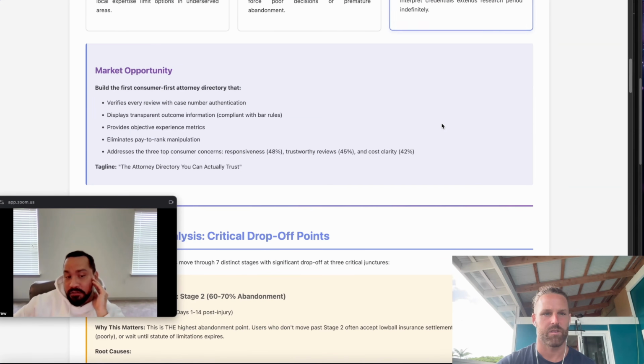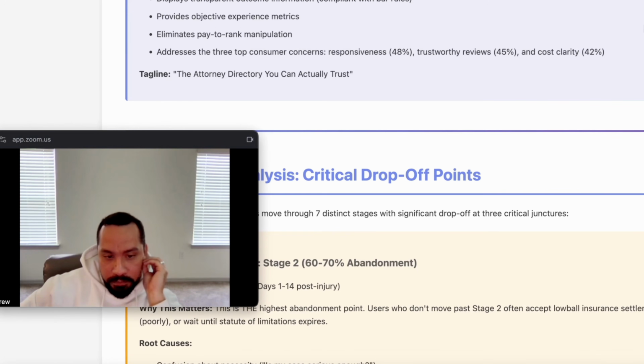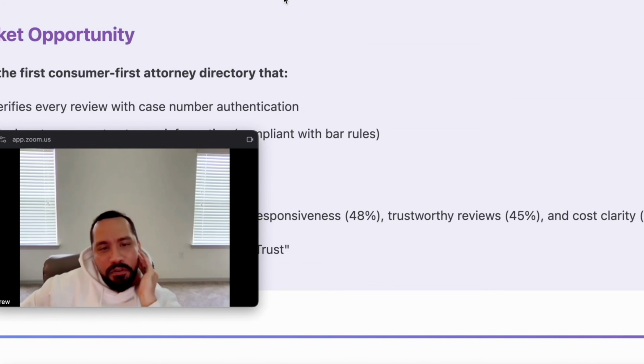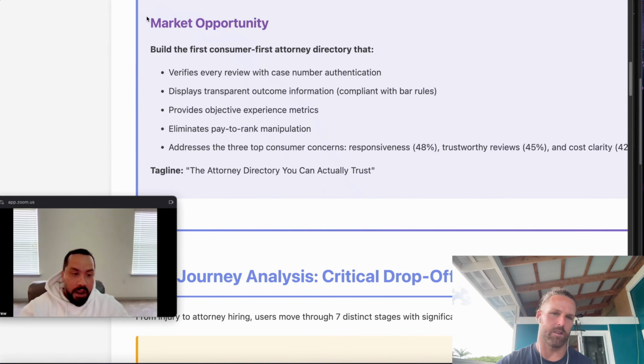The attorney directory game is super locked. There are some big players in there, so that's why I kind of put it to the side for now and just really focus on the mobile one. But I still don't really see a directory that's truly focusing on injury attorneys specifically, so I'm still going to use it anyway. Well, if you make it consumer first, you have a big opportunity here, if you can trust Claude.